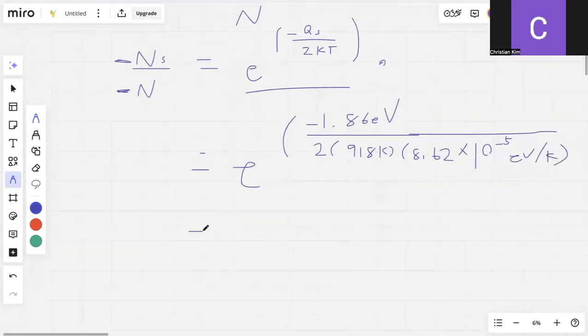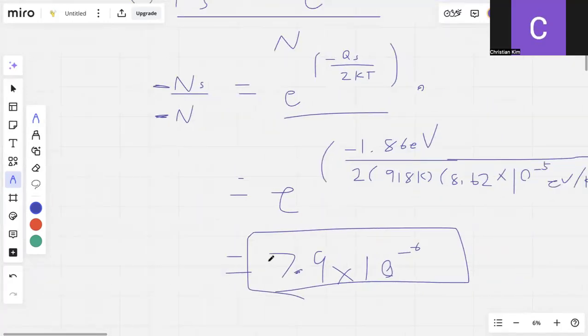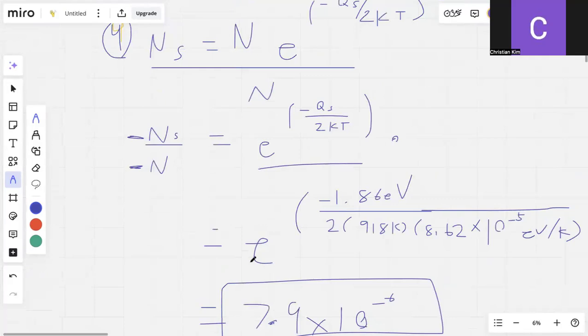So then if we just plug this into our calculators, we should get 7.9 times 10 to the negative 6. So this is our fraction. And you might notice that there's a very, very small amount of the total lattice sites that are actually Schottky defects. So it's a very, very small fraction, as indicated by the very small number.